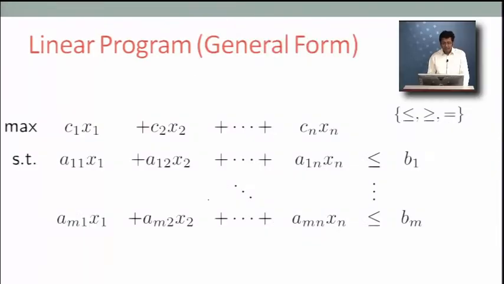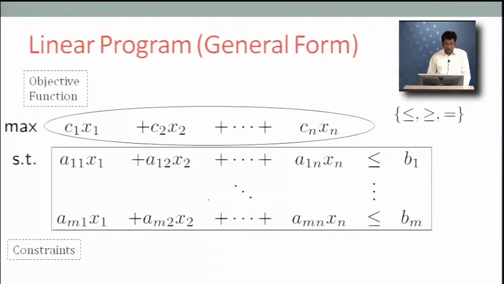In this slide, we are making that much more formal. We have decision variables x1 through xn. Those are our decision variables. We are maximizing a linear function, c1x1 plus c2x2 plus up to cnxn. So we are maximizing a linear function, where c1, c2 through cn are constant coefficients.